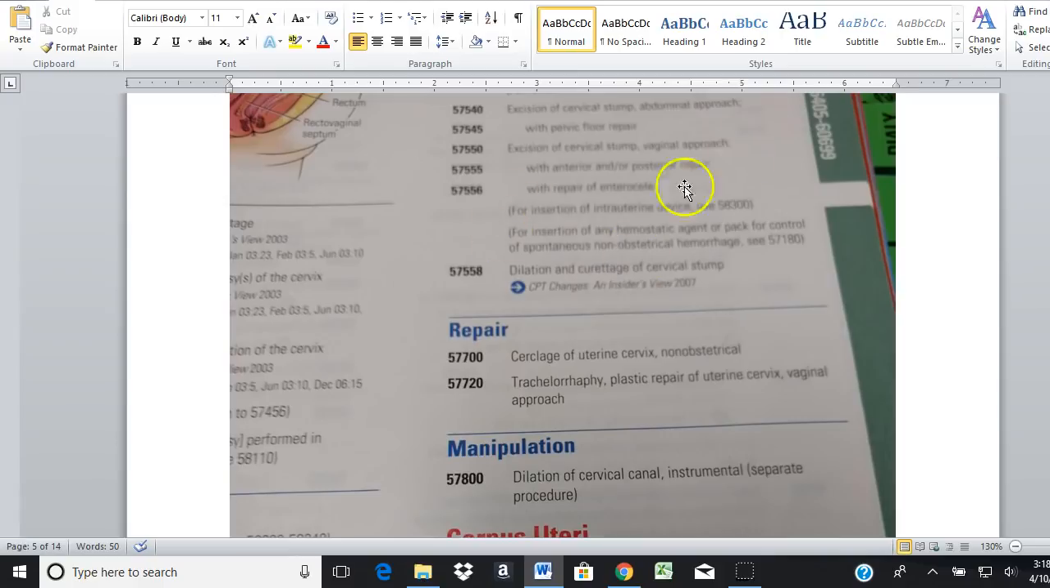Again, we're also going to see some repairs here. Again, be careful. Things like 57700, cerclage of the uterine cervix, non-obstetrical. Cerclages tend to be done to help hold a pregnancy in because the cervix itself becomes what we call incompetent. But this can also happen to women as they age.